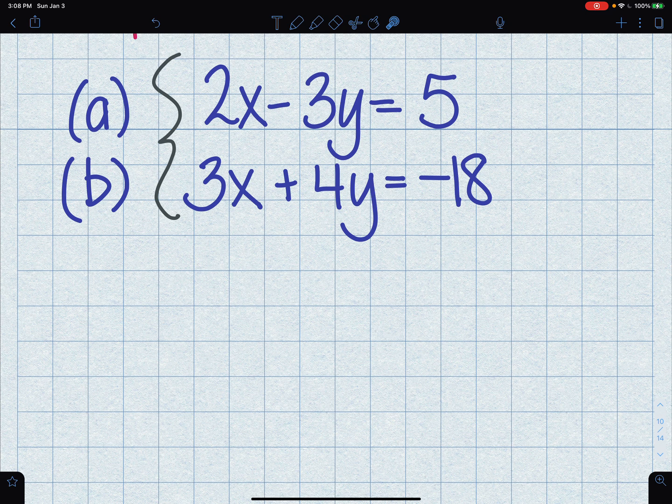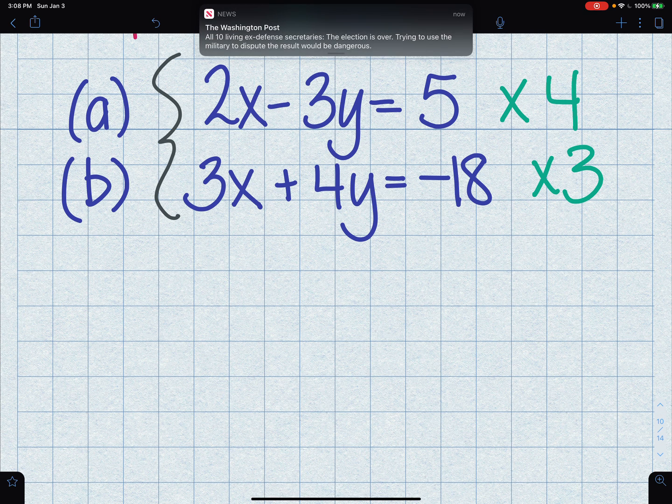So what do I need to multiply this whole equation by to get negative 12y? I just need to multiply it by 4. Okay, what about this bottom one? What do I need to multiply this whole equation by to get this to be positive 12y? I just need to multiply it by 3, right? By 3. So let's do that.